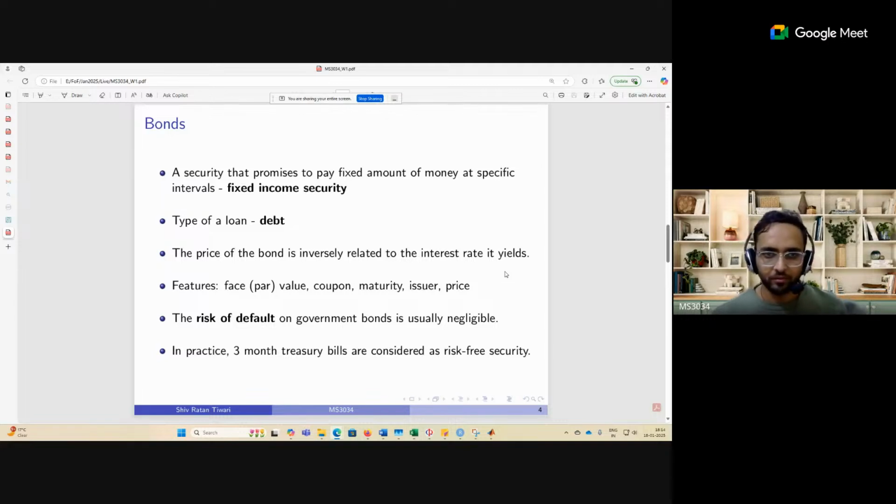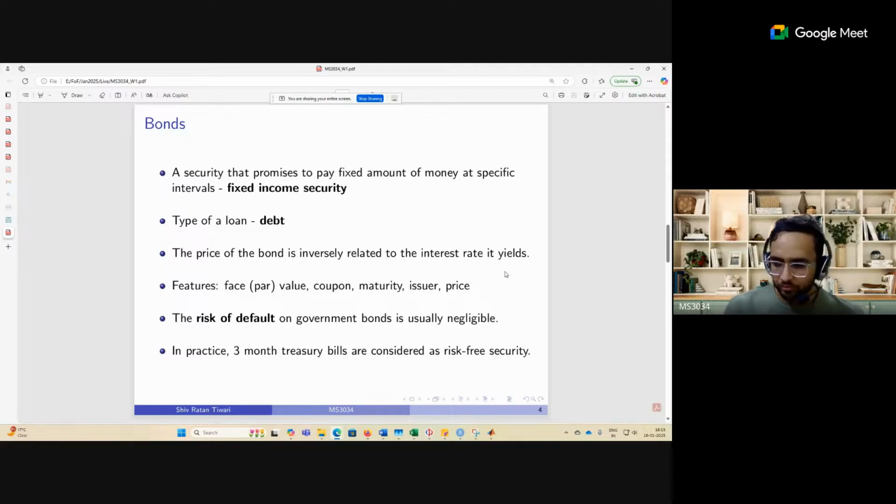We call it a security that promises a fixed amount of money at specific intervals. Because a bond pays a fixed amount, the amount a bond is going to pay is fixed. That's why sometimes we also refer to it as a fixed income security. In simple terms, we can consider a bond to be a loan also.